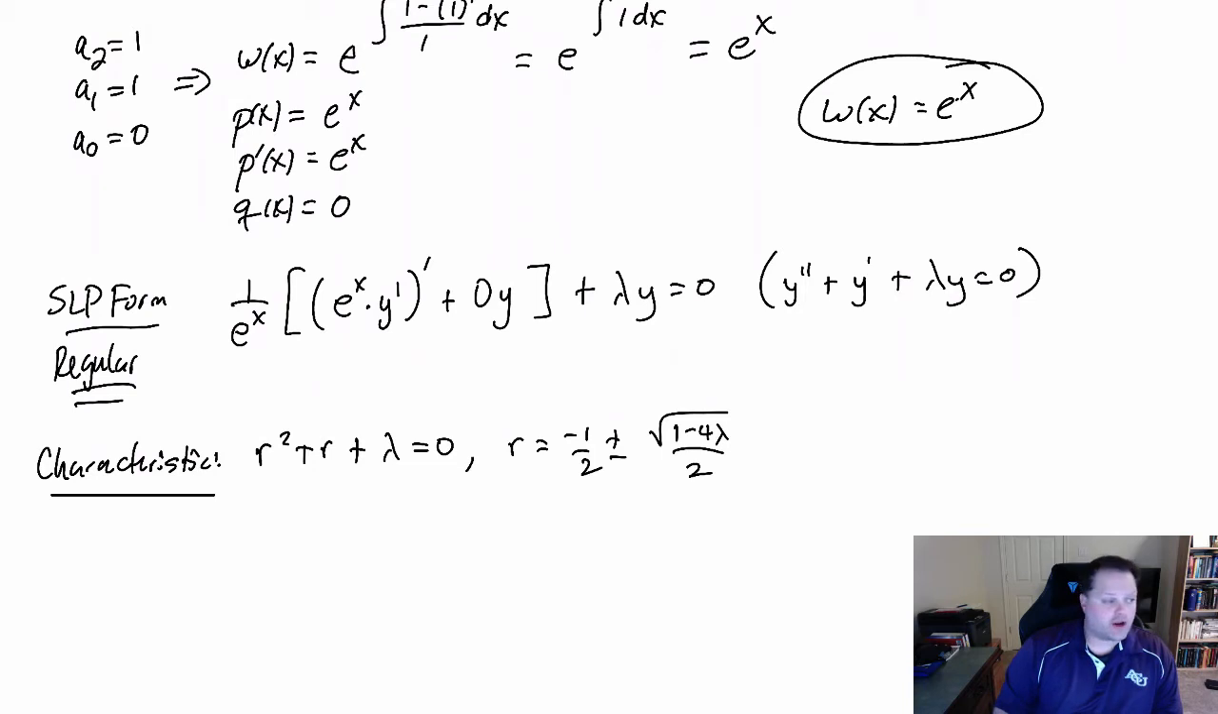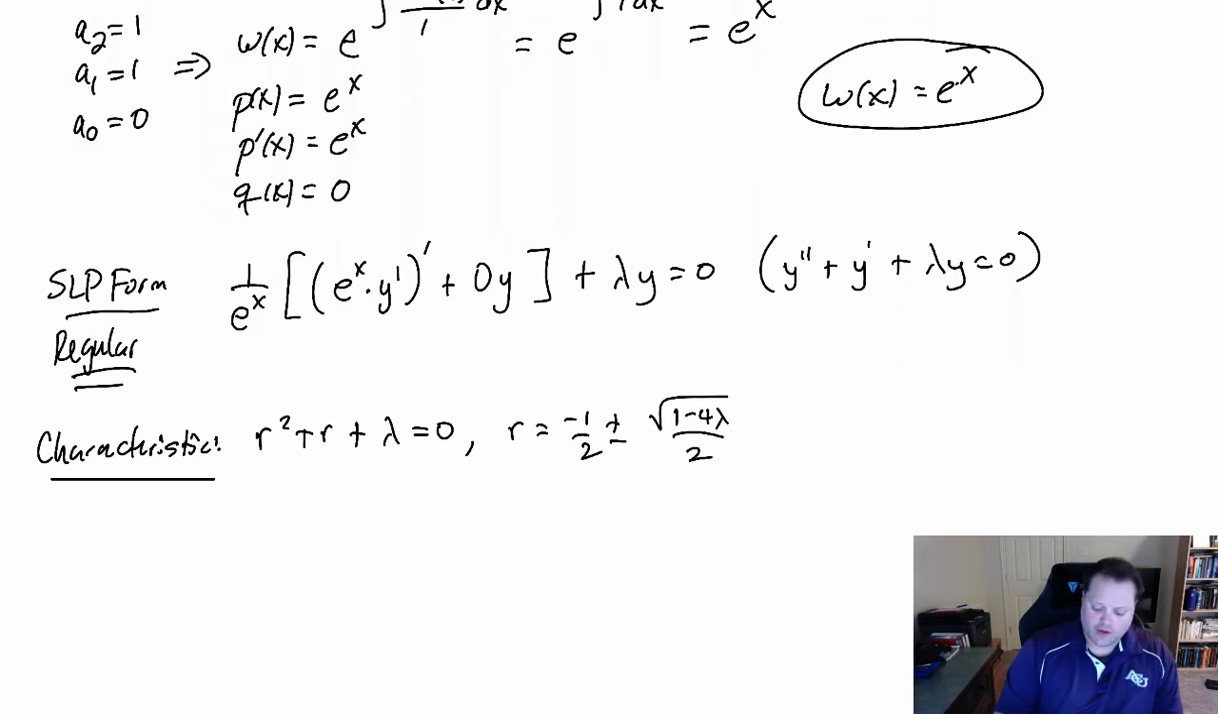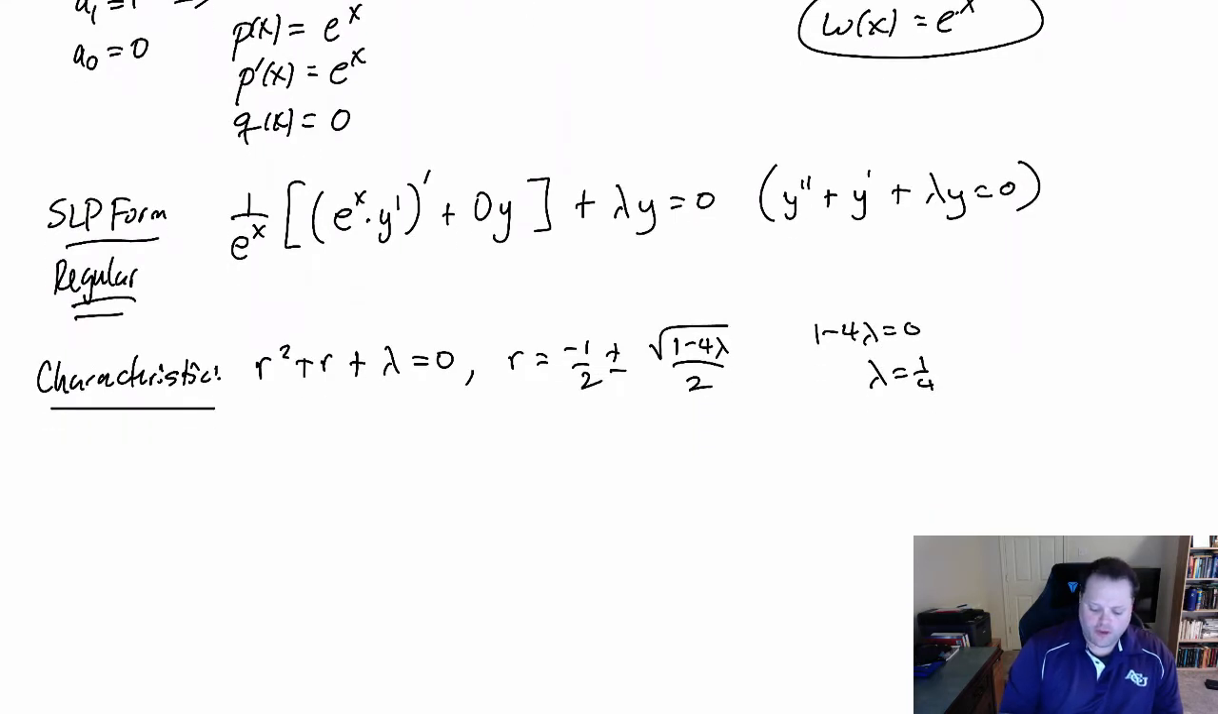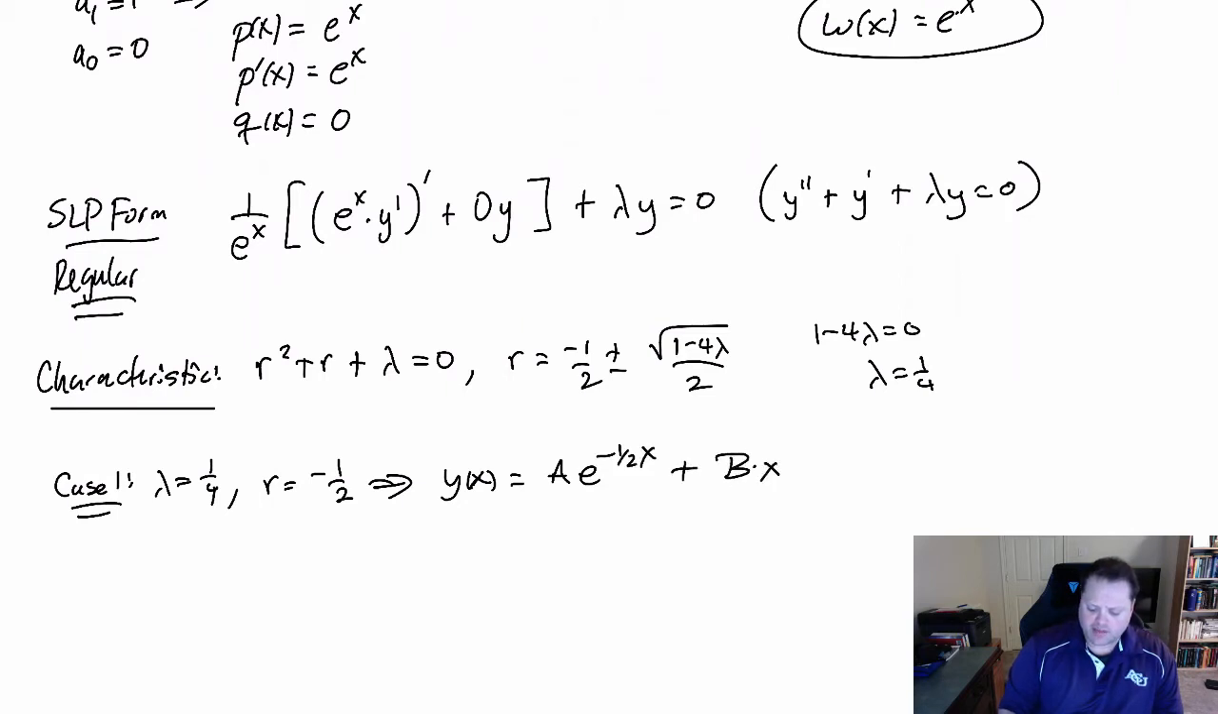And so there are your characteristic roots. The key thing here is whatever makes this 0, which turns out to be lambda equal to 1/4. So we're going to have 3 cases. Your first case is, what if lambda is 1/4? Well, if lambda is 1/4, then r is negative 1/2, which is a repeated root, which means our solution is going to be a e to the minus 1/2 x plus b times x e to the minus 1/2 x.